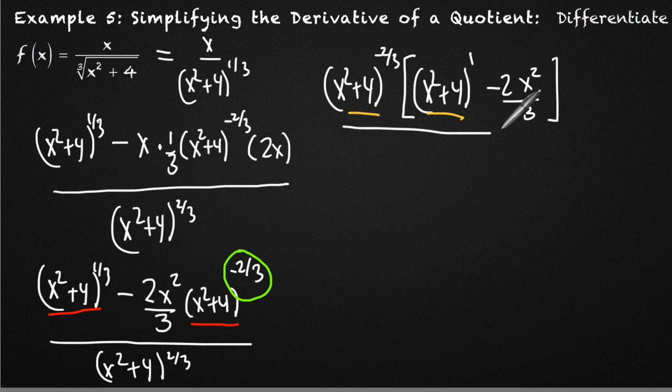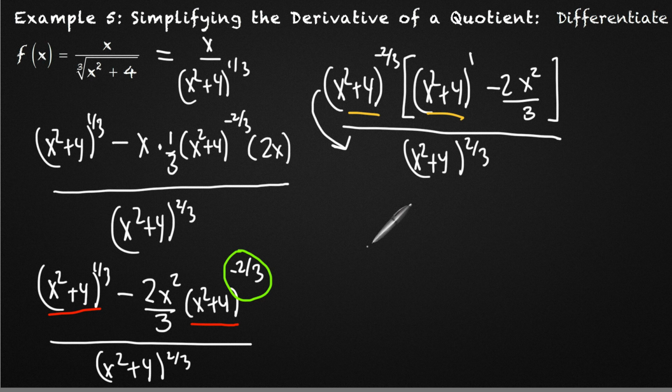And all of this is still divided by x squared plus 4 to the 2/3. All right, let's see if we can move this down to the bottom. So we're going to move this down to the bottom. When you move it to the bottom, it's going to turn the exponent into a positive 2/3. Then when you multiply it times this like base on the bottom that already has 2/3, it's going to give you x squared plus 4. You add the exponents now, it's going to give you 4/3.